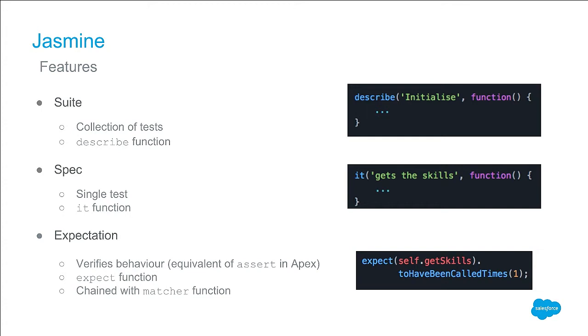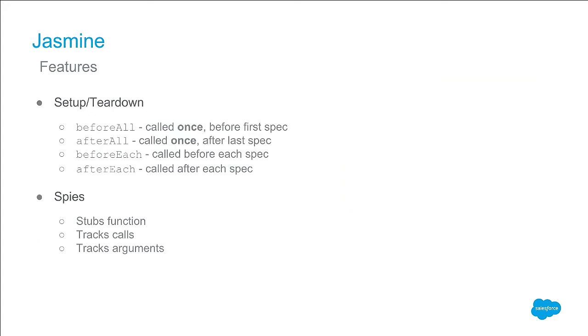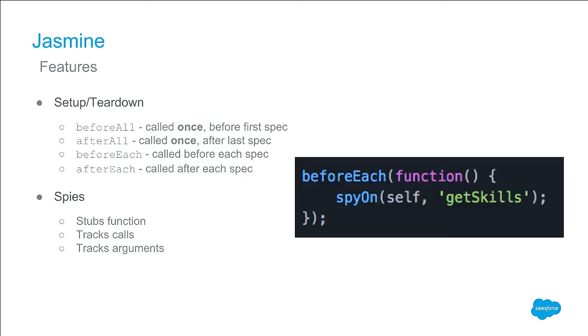So there's loads and loads of matchers already available in Jasmine. And also you can write your own custom matchers if you have particular requirements. Jasmine also has setup and teardown capability. You can do this either before all of the tests in a suite or before each of the tests in a suite, or if you need some setup and teardown functionality on a specific test, you just put that inside the actual test spec itself.